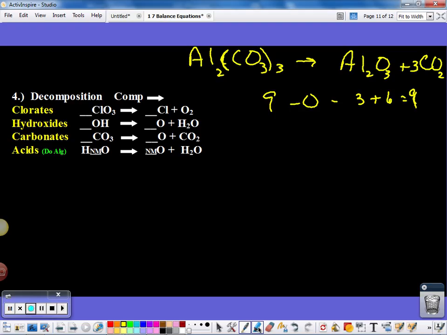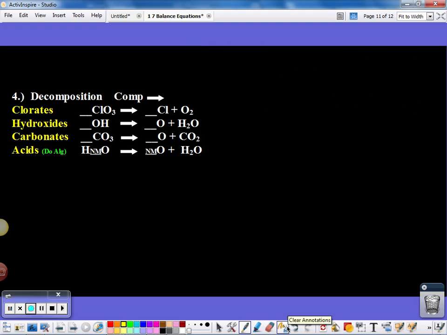When I see it's a decomposition, I have to think hydroxide, carbonate, chlorate, and acid. If it's one of those 4 things, then I have to think what is produced from those 4 things in decomposition. All right, now the last one is the hard one, this one. You have to do algebra.